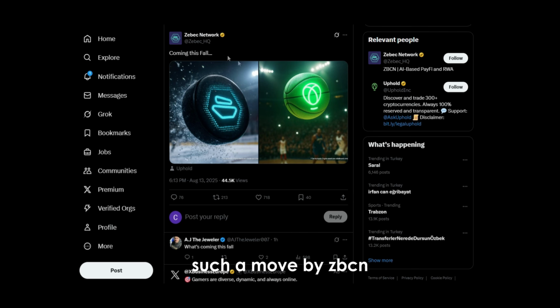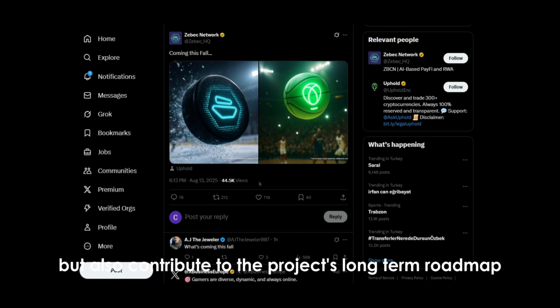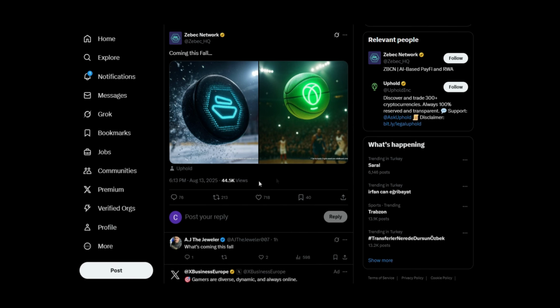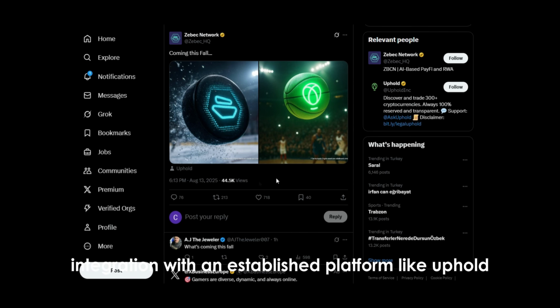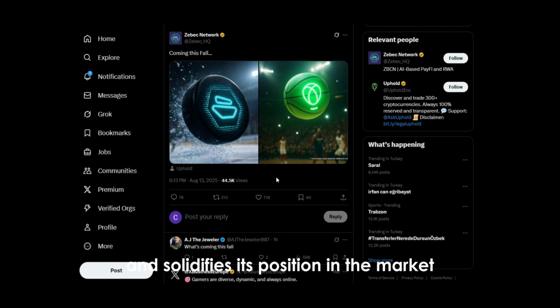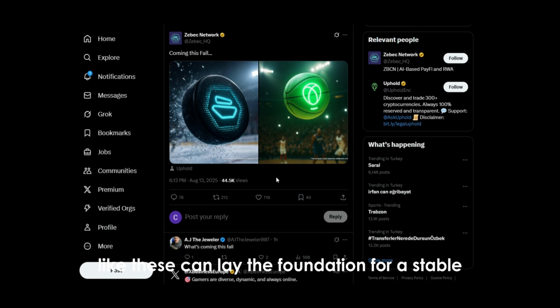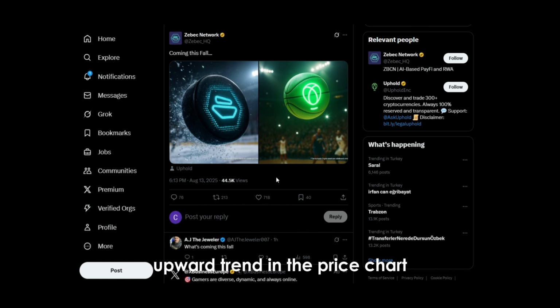Such a move by Zbcn would not only affect the price in the short term, but also contribute to the project's long-term roadmap. Integration with an established platform like Uphold means not just a temporary price increase, but also a lasting user base and a wider investor audience. This strengthens the project's ecosystem and solidifies its position in the market. For long-term investors, developments like these can lay the foundation for a stable upward trend in the price chart.